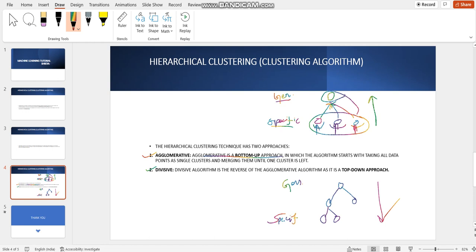So in the top down approach, we go from general to specific. This is the main thing about top down. And talking about bottom up, we go from specific to general. This is the difference, and these are the two approaches, agglomerative and divisive, in hierarchical clustering. So that's all in this video.